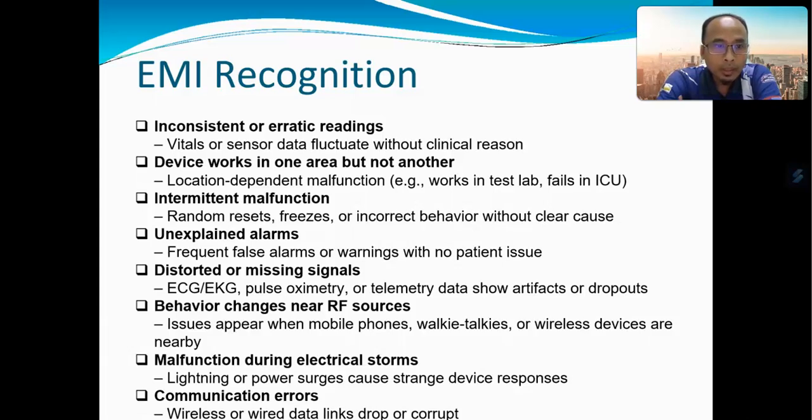Okay. Next, recognition is through behavior changes near RF sources. This issue appears when a mobile phone, walkie-talkie, or wireless device is brought near to the device, right? So after this kind of RF source is brought near to the device, then suddenly we can see the behavior changes of the device, right?